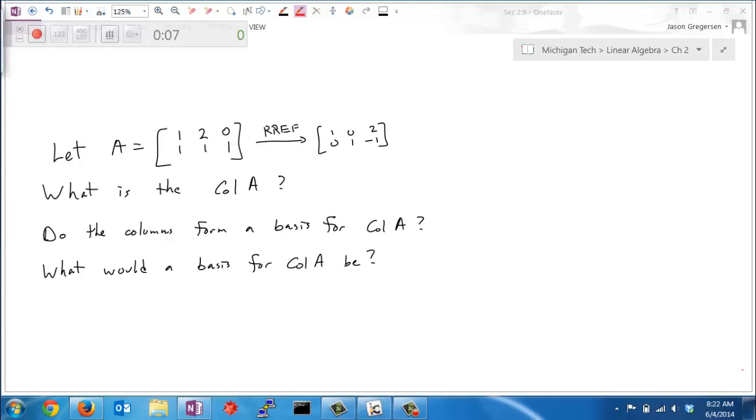What is the column space of A? So this is not a clicker question here. What is the column space of A?